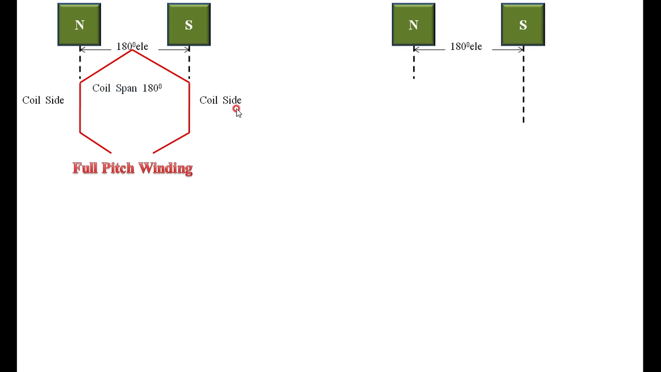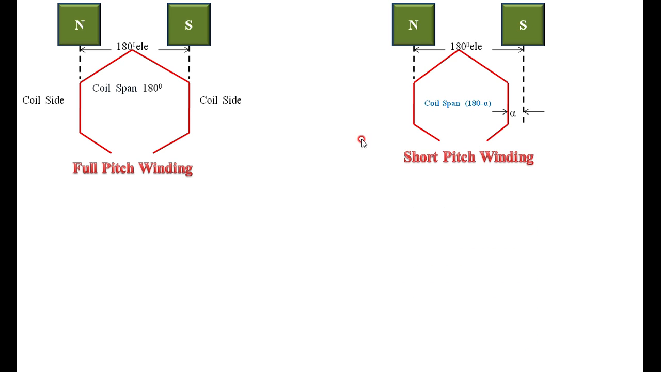On the other hand, once again the pole pitch is 180 degrees electrical. However, if the coil spans are placed in such a way that the span is less than 180 degrees, it is short by an angle of alpha. Then the coil span is 180 minus alpha, and such a winding is called a short pitch winding.